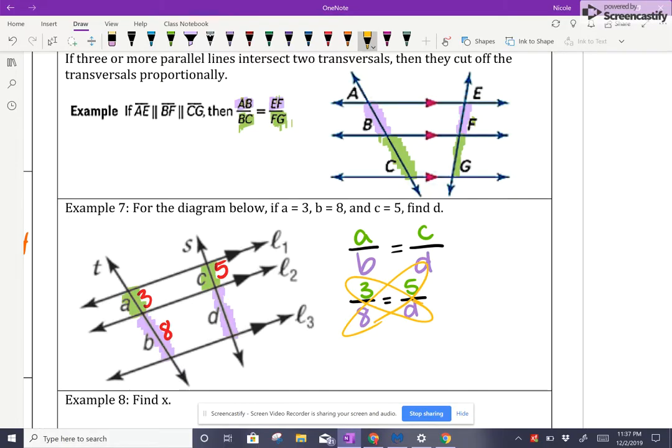These shouldn't be too bad to cross multiply. 5 times 8 is 40 equals 3D. We're going to divide by 3, and D is going to be 40 over 3, which we can simplify to 13 and 1/3, which if I asked you to round this to the nearest tenth, that would be 13.3.